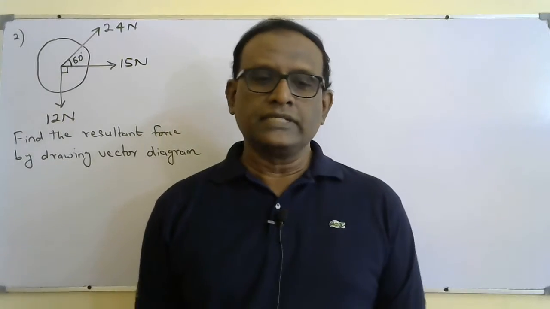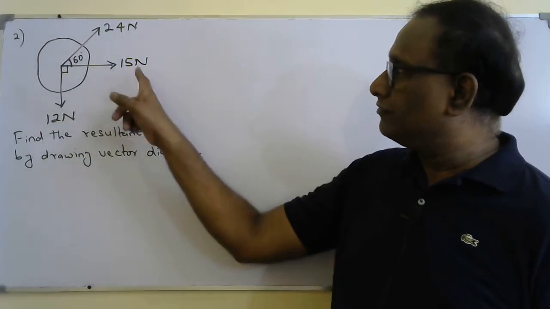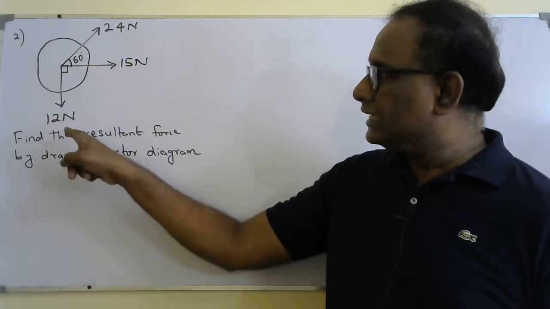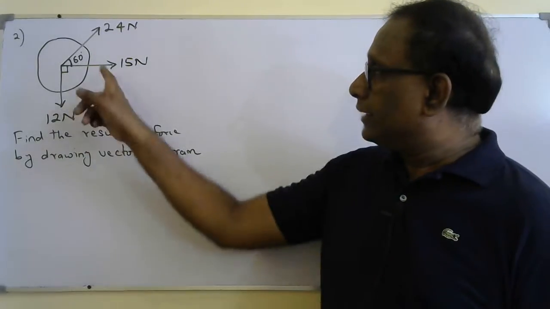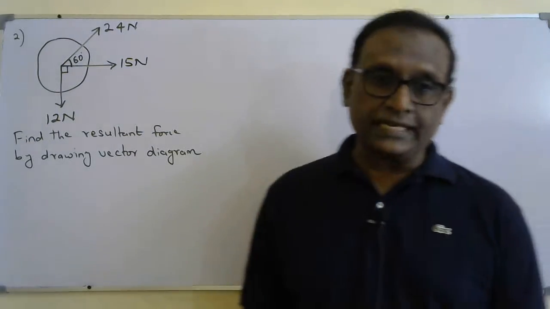Okay, so this is the second question. Three forces are acting on an object. 15 Newton is a horizontal force, 12 Newton is a vertically downward force, and there is a 24 Newton force that makes an angle of 60 degrees with the horizontal force. So there are three forces acting on it.